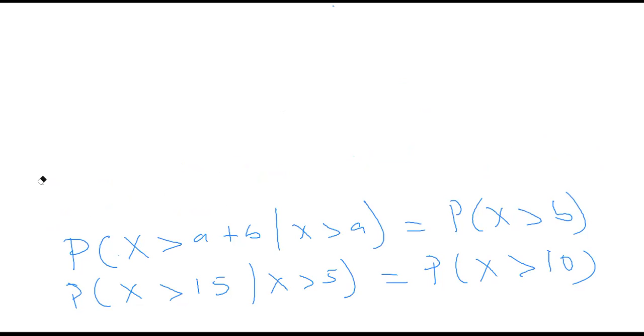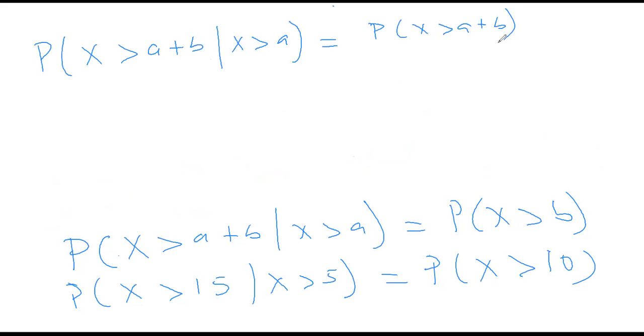We will do the probability that X is greater than a plus b. I can still write a plus b, given that X is greater than a. Both a and b are positive because it's a non-negative random variable. It's equal to the probability that X is greater than a plus b, because given a, we would have said the probability that X is greater than a plus b and X is greater than a, which is that X is greater than a plus b.